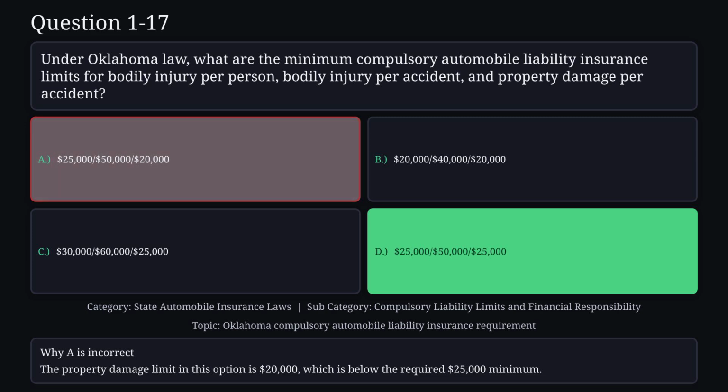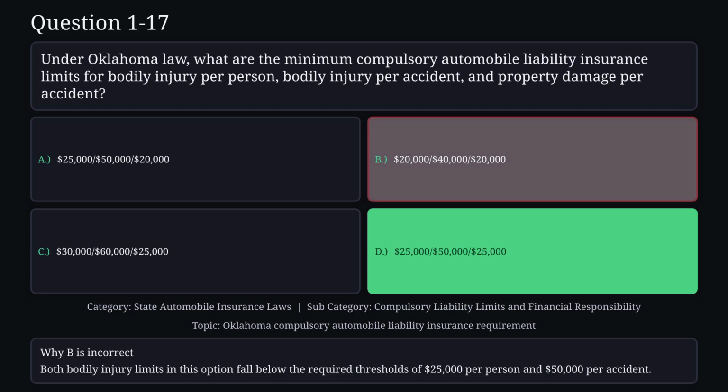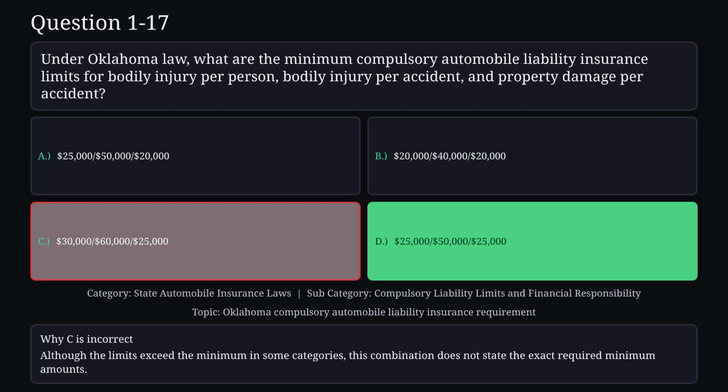Reason A is not correct. The property damage limit in this option is $20,000, which is below the required $25,000 minimum. Reason B is not correct. Both bodily injury limits in this option fall below the required thresholds of $25,000 per person and $50,000 per accident. Reason C is not correct. Although the limits exceed the minimum in some categories, this combination does not state the exact required minimum amounts.